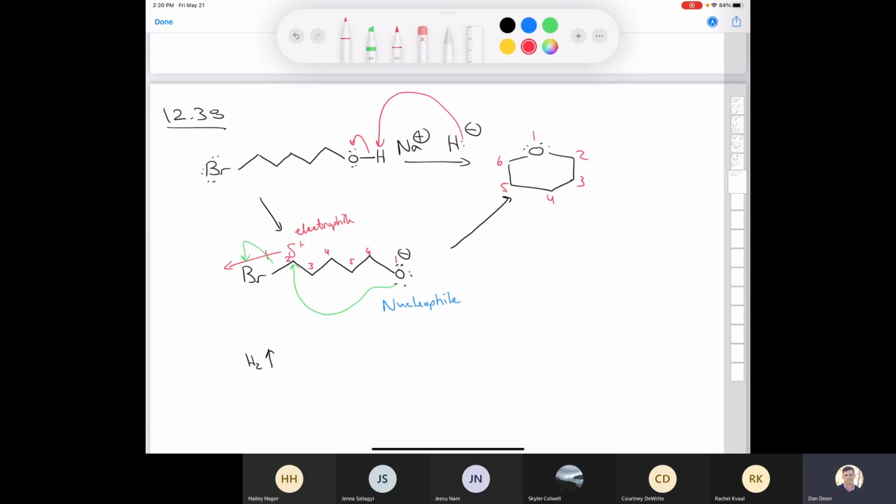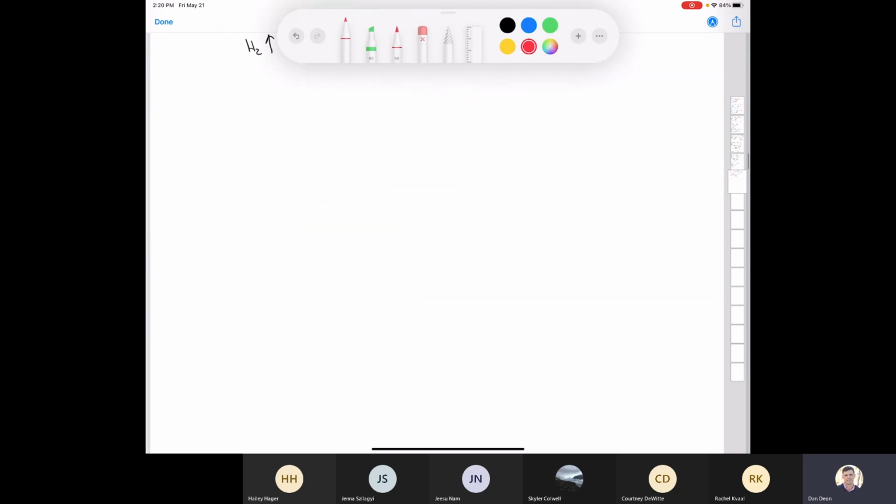Let's try question 12.46, which also deals with mechanisms, and it deals with the mechanisms of Grignards. And the second one especially is important that you're able to draw. So let's start with 12.46a, which is the easier of the two, I would say. Of course, nothing's easy, but it's definitely the easier of the two.